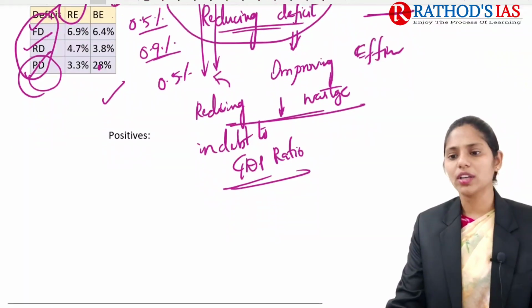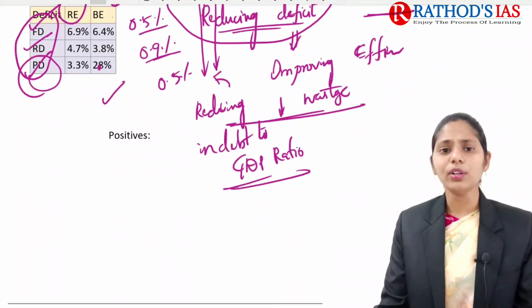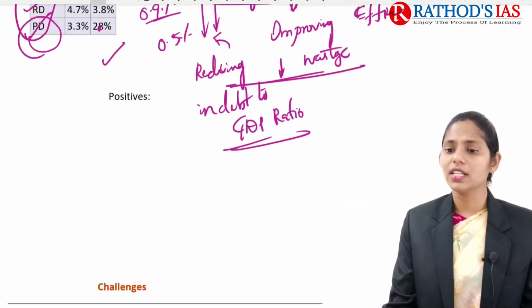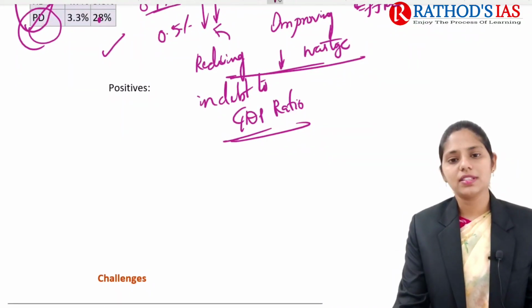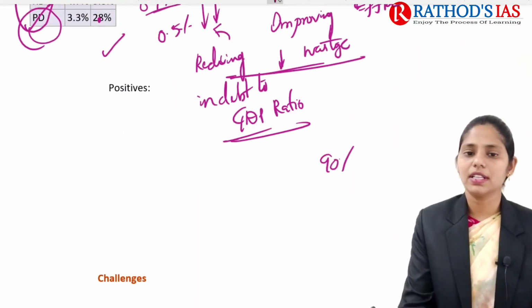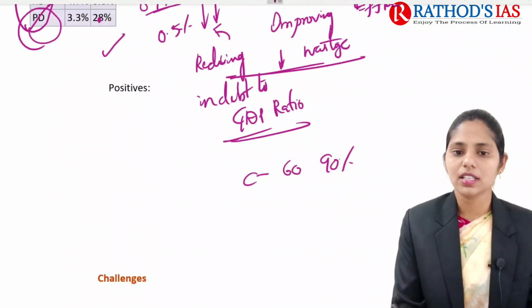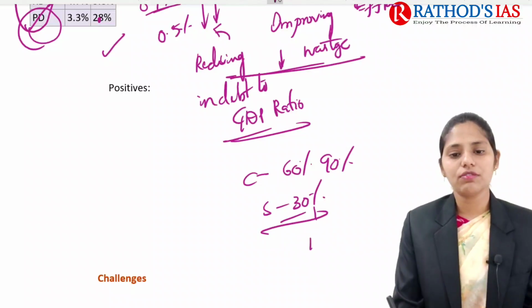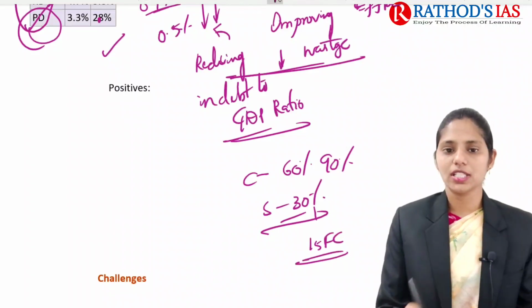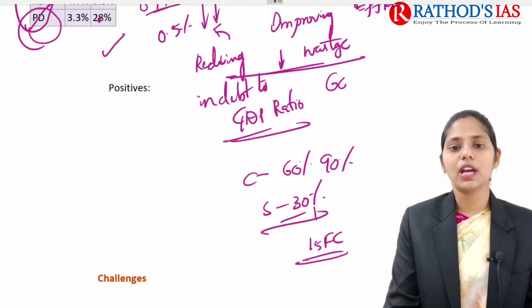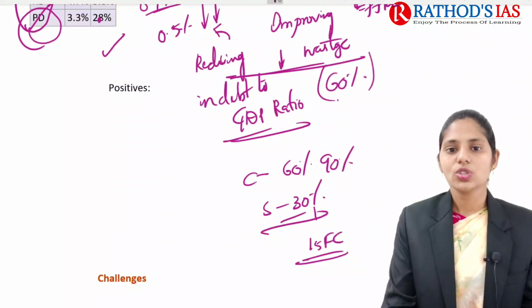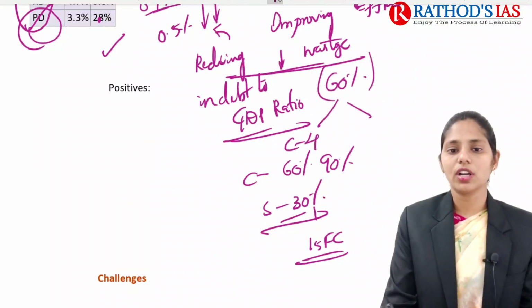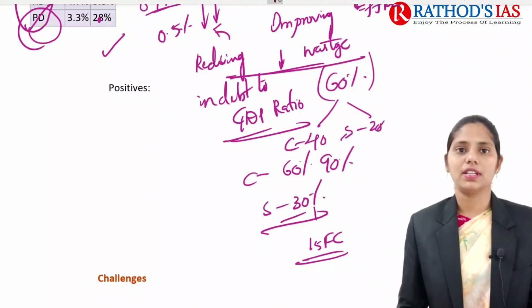Even if you are talking about the debt of the center and the states, at present the debt here is 90%. The center debt is 60% and the state debt is 30%. But the recent 15th Finance Commission recommendation says that this debt should come down to 60%. In this 60%, the center should be 40% and the state should be 20%.